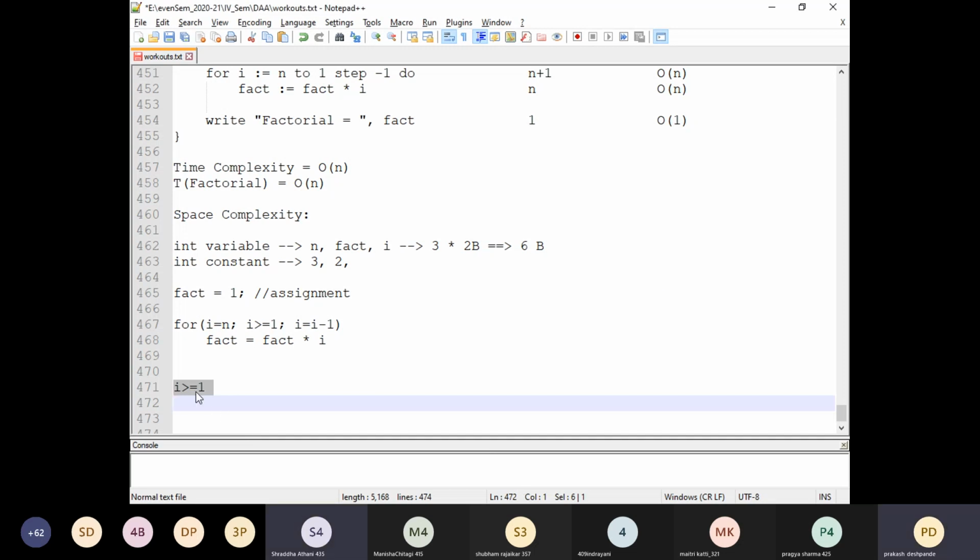Is it an arithmetic operator? No, it is a relational operation, which means it is binary. Binary operation means what? There are two different operands.